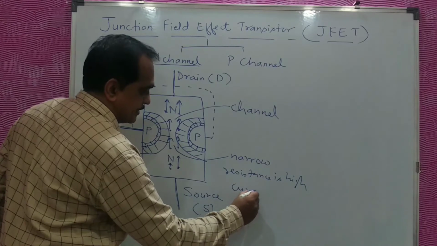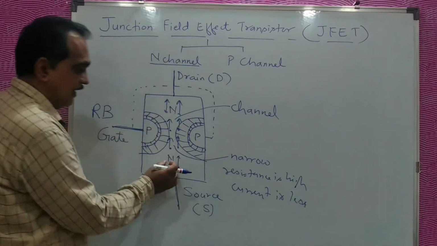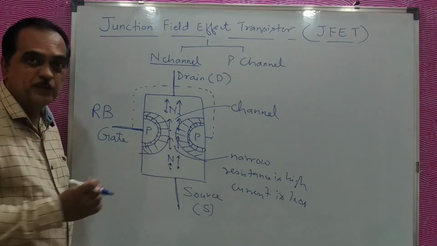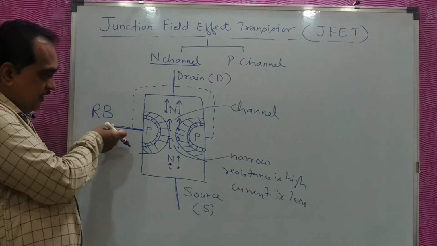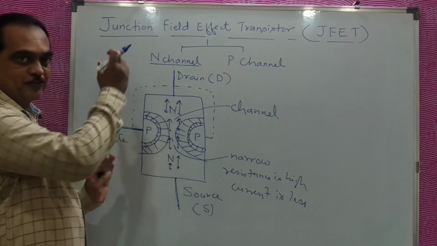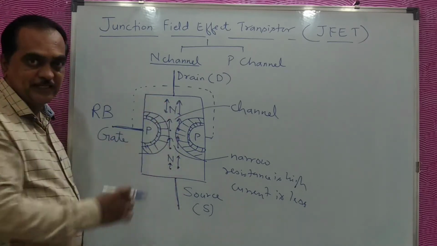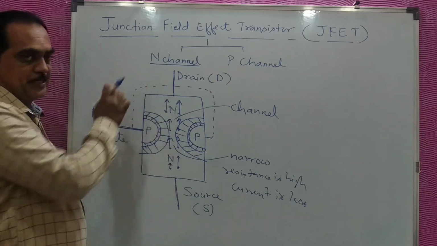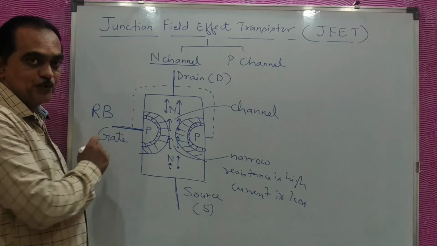Current is less, because the flow of electrons will be made less because the channel width will decrease because you have increased the reverse bias. Similarly, if you decrease this reverse bias, again that width will open up and more electrons can flow. That means the flow of electrons from source to drain, which constitutes the flow of current from source to drain, will be controlled by the reverse bias voltage applied to the gate.